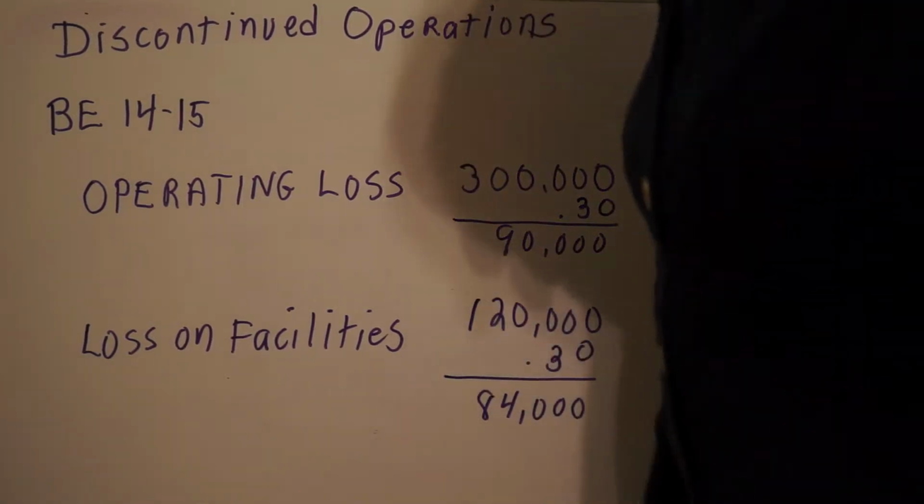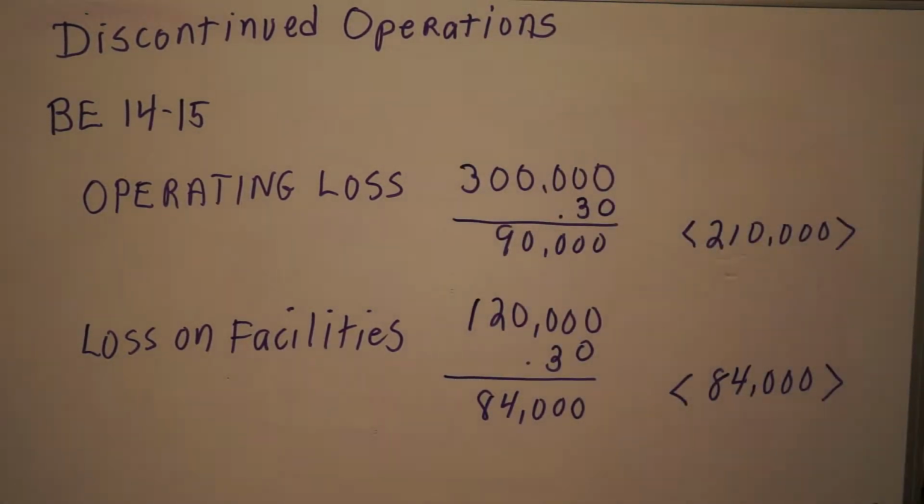Okay, so this is earnings power and irregular items. We're getting towards the end of the chapter here. And I'm just going to do the accounting for discontinued operations first. And to do that, I'm going to use brief exercise 14-15 as an example.